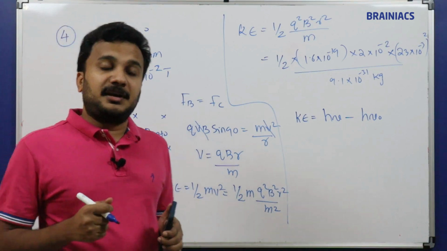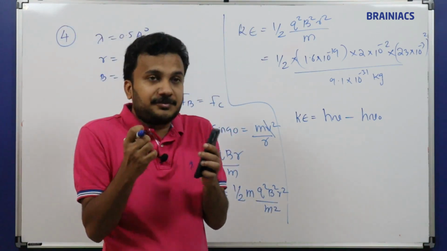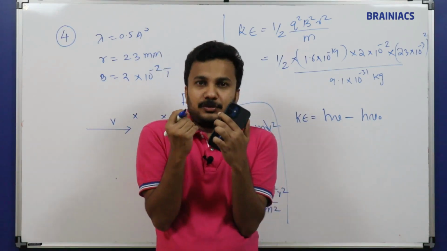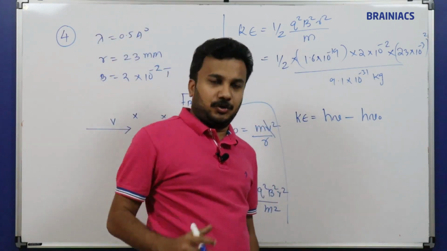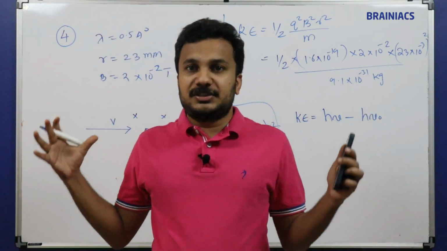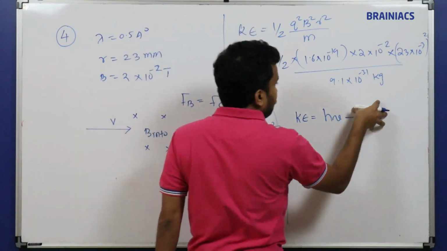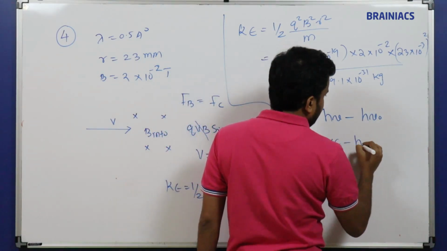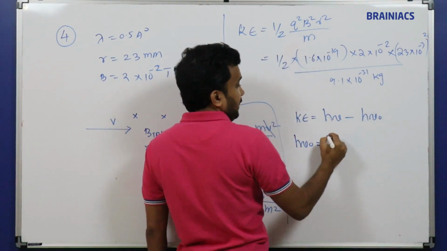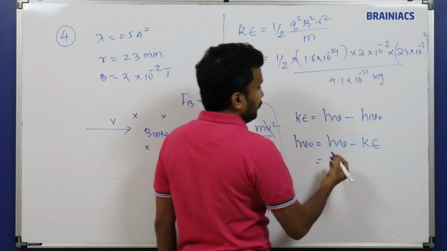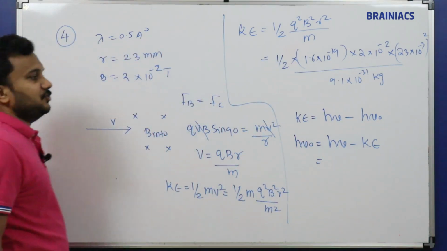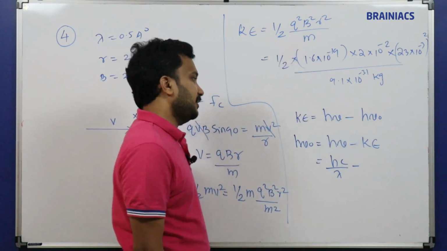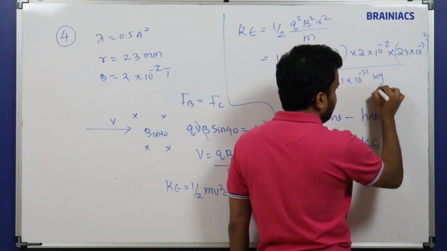Work function is the minimum energy required to emit the electron, and it is actually holding it. If the work function is, for example, 1 joule, and you are giving 1.1 joule, then electrons will go out. So 1 joule is the energy which is actually binding the electron, and the question is asking what is h nu 0. So h nu 0 is h nu minus kinetic energy. We need to calculate h nu minus kinetic energy. What is h nu? To calculate that, we know h nu means hc by lambda, minus these values of the kinetic energy which is given over here.